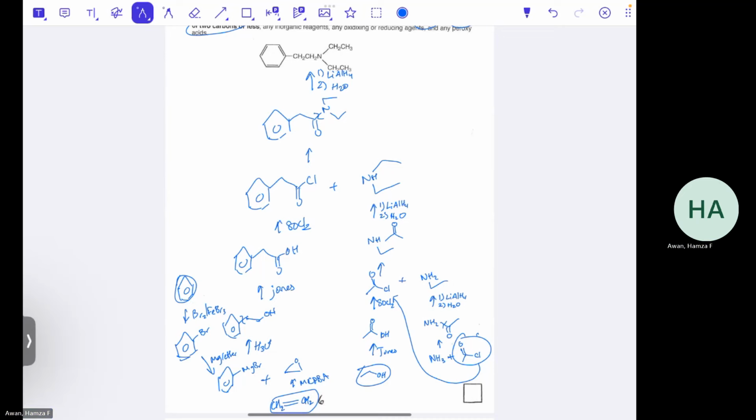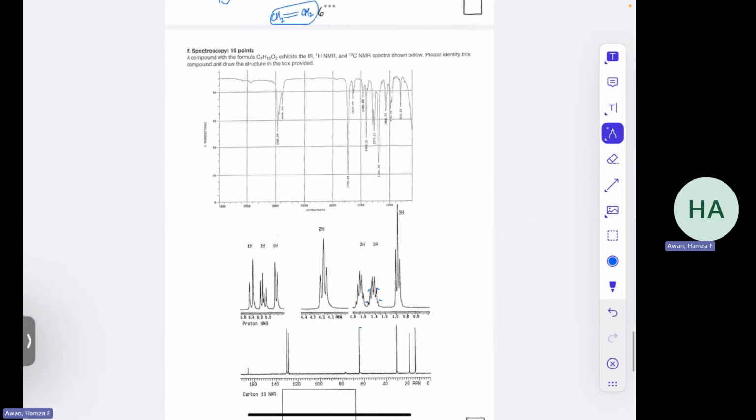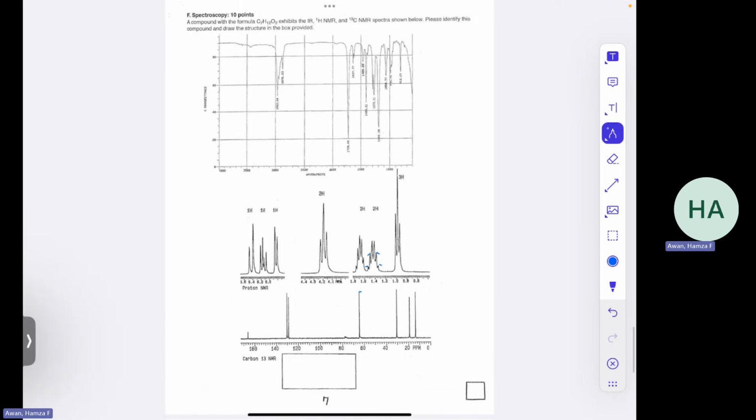No questions? Okay. Let's see what battery we're working with. We still have 8%. We're chilling. Okay. So on to the last spectroscopy.